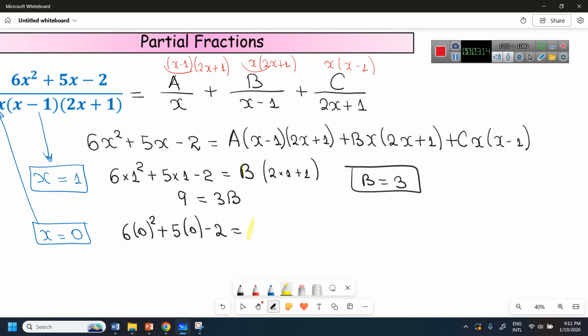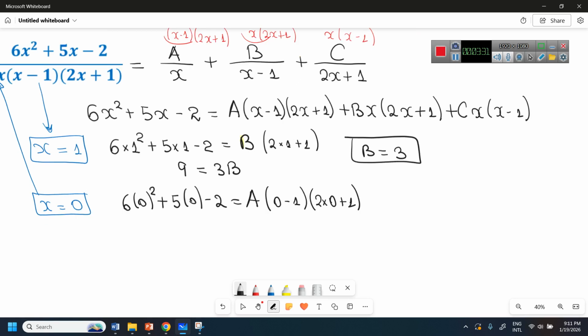So I will have A times (0 minus 1), and I substitute x by 0, and I have 2 times 0 plus 1. So if I work out the left-hand side as well as the right-hand side, in this case we are going to get A as equal to 2. We have the value of A.